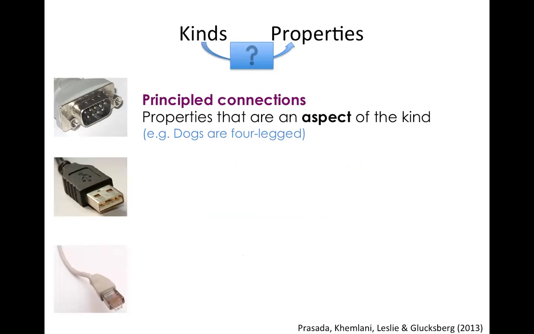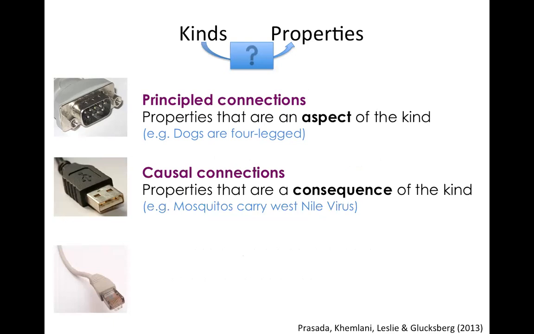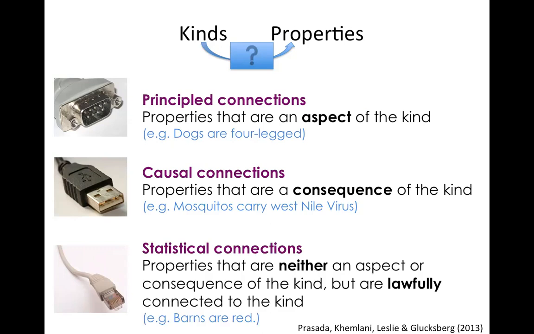And these kinds of connections are distinguished from causal connections, where properties are understood to be a consequence of being that kind of thing. So in mosquitoes carry West Nile virus, we don't think of carrying West Nile virus as being an aspect of being a mosquito, but we do think it's a consequence of being a mosquito under certain conditions. And both of these ways of connecting properties are distinguished from statistical connections.